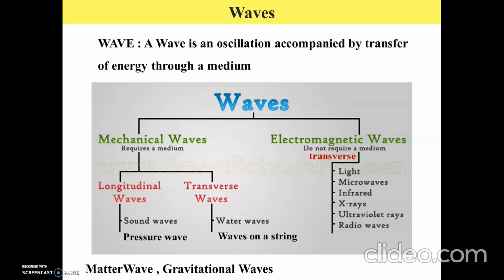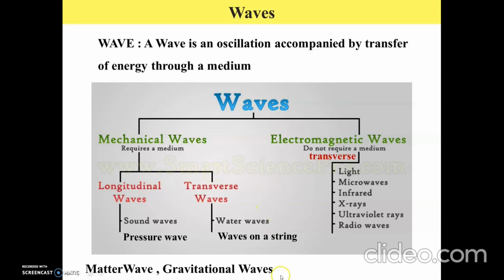Generally waves are classified as mechanical waves or electromagnetic waves, because mechanical waves require a medium to travel from one location to the other, whereas electromagnetic waves do not require a medium for travel. In the rest of the talk we will be focusing on mechanical waves, and we will be discussing longitudinal and transverse waves as well.